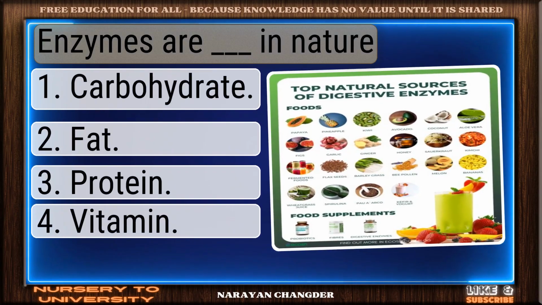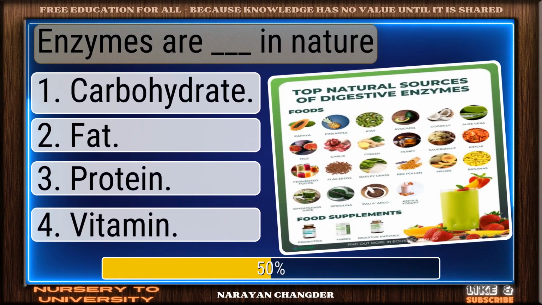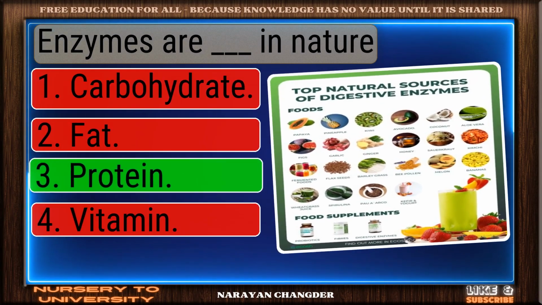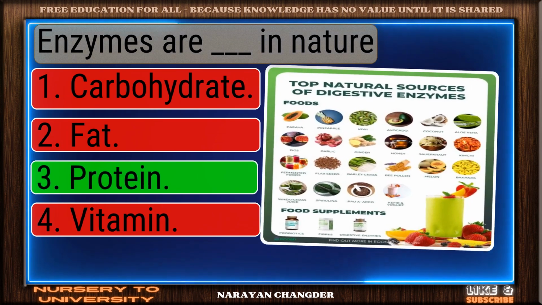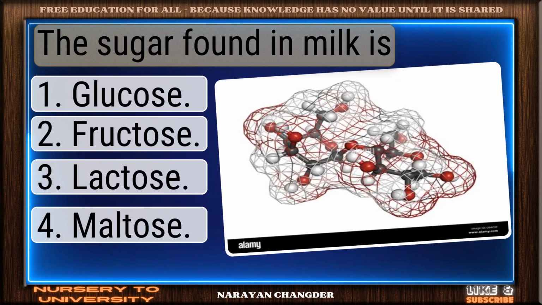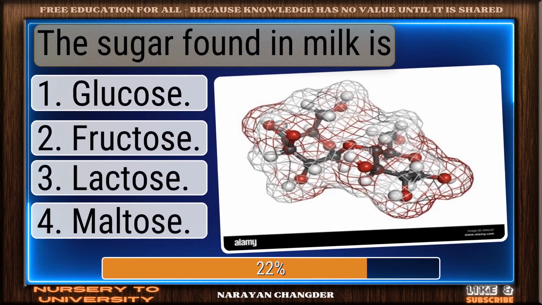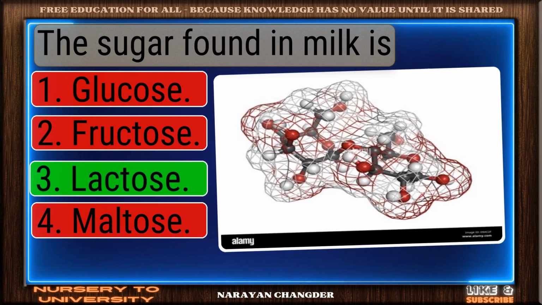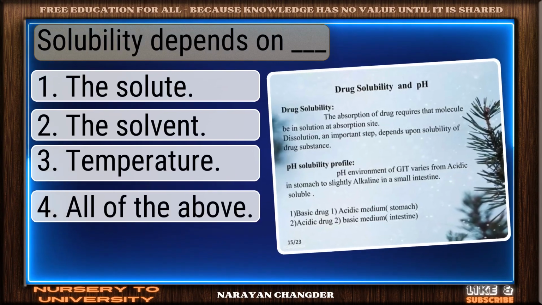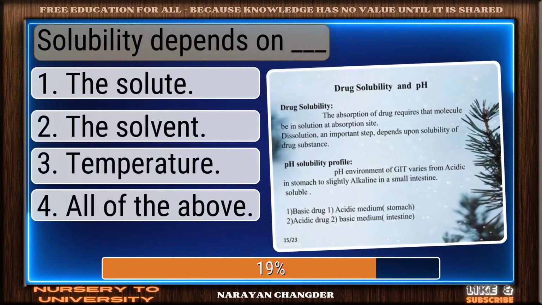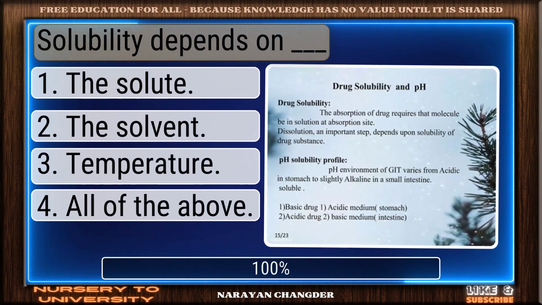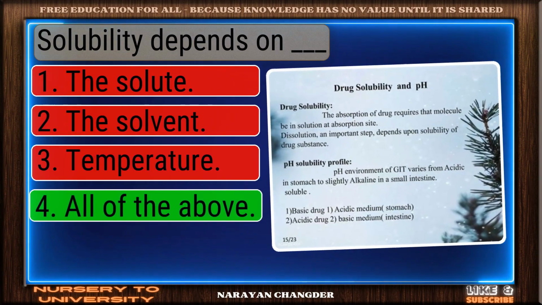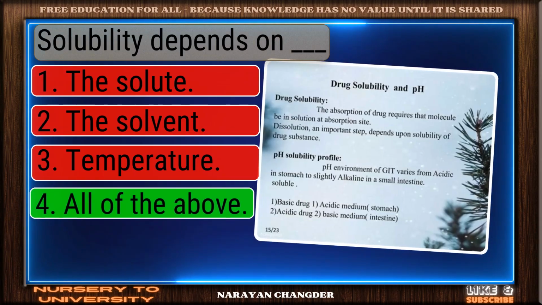Enzymes are dash in nature. Right choice. Protein is the best answer. The sugar found in milk is... Perfect. Lactose is the correct choice. Solubility depends on dash. Correct. All of the above is the right answer.